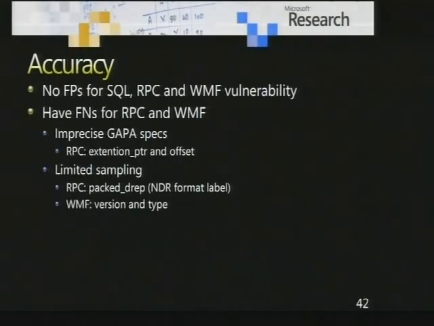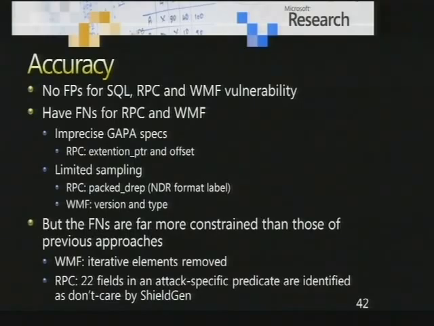For example, WMF has 2 version numbers. And it's really hard to find the second version number simply by doing sampling. Then we draw a wrong conclusion saying, oh, the version number must be 1.1. Just an example I give. Then we'll miss any WMF exploit that has a different version number. This is a constraint of limited sampling. But compared with the previous systems, ShieldGen has far fewer false negatives than previous systems.